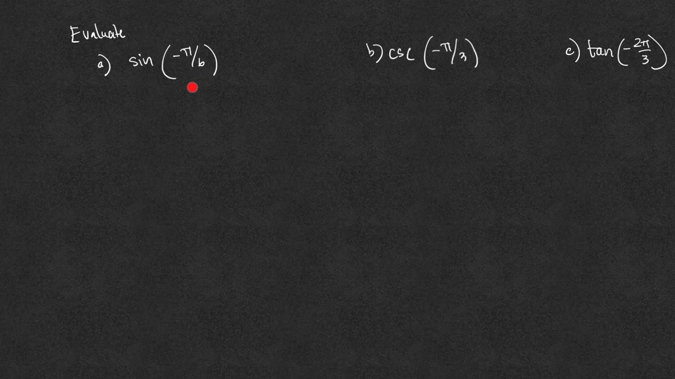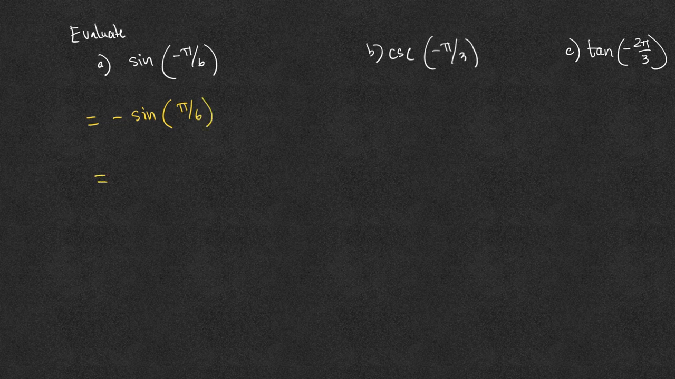Evaluate sine of negative pi over 6, cosecant of negative pi over 3, and tangent of negative 2 pi over 3. All of these inputs are negative. Using the even and odd property, we know that sine is an odd function, so sine of a negative input is the negative sine of the same number but positive.